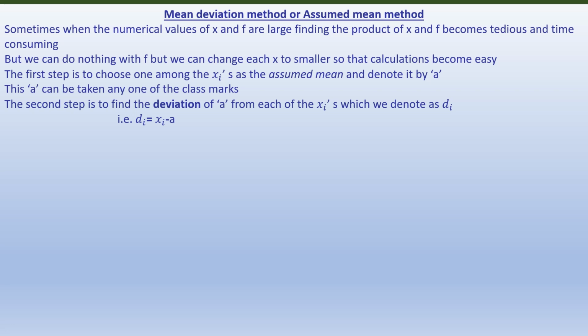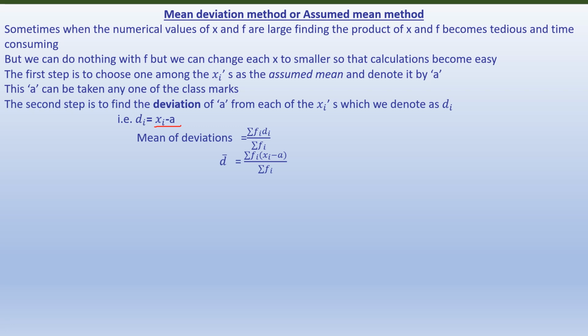Now from this we have to identify how we get the mean. We already know the mean of the observations is sigma fi xi by sigma fi, where the observations are xi. Now I have to find the mean of deviations, so the formula is sigma fi di by sigma fi. The mean of deviation is denoted by d bar. Here di is nothing but xi minus a, and I have substituted that.